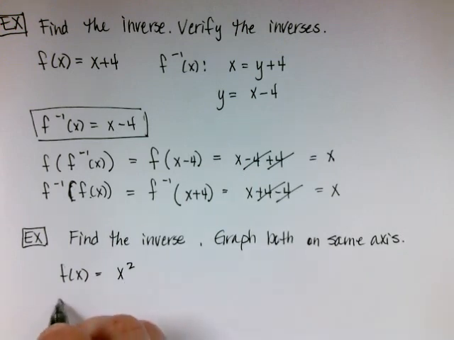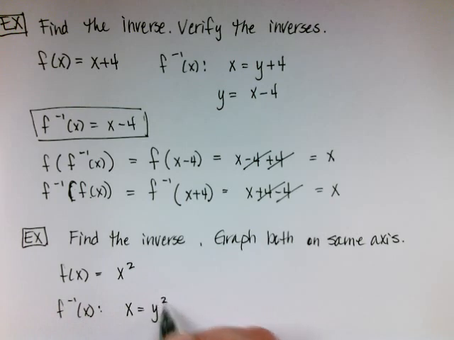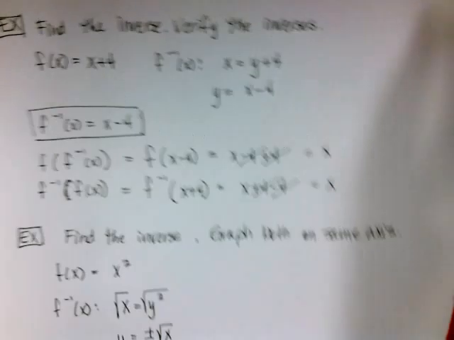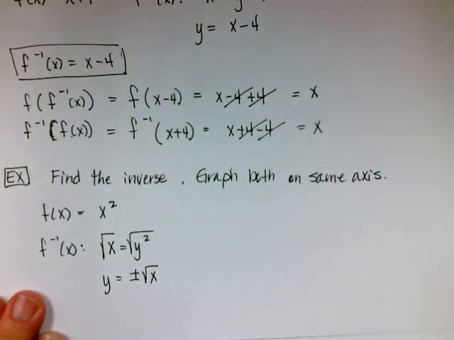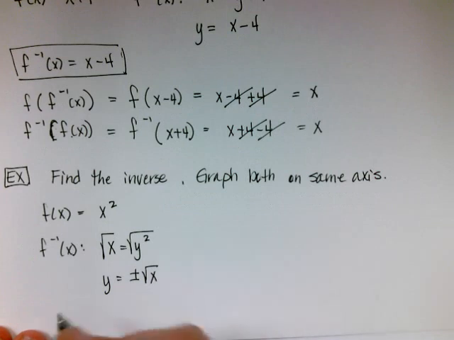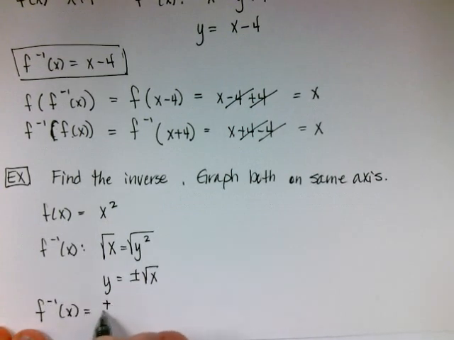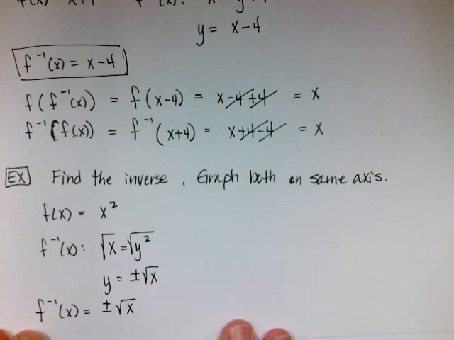So now if I find the inverse, I'm going to flip-flop my x and y, so I'm going to do x is equal to y squared, and I'm going to solve for y. So I'm going to get y is equal to, by taking the square root of both sides, plus or minus the square root of x. So my inverse is equal to plus or minus the square root of x.